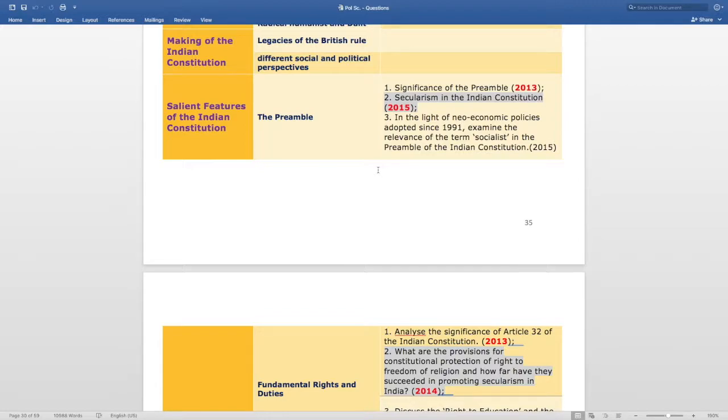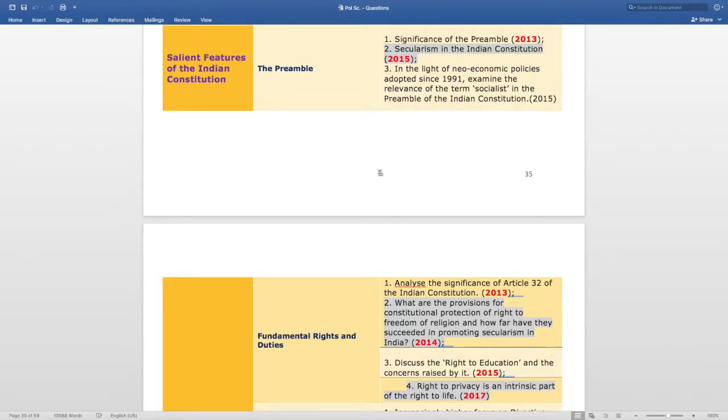The question asked from the preamble is: significance of the preamble. It is asked in 2013. In 2015, again a question is asked from the preamble, that is: secularism in the Indian Constitution. In 2015, another question asked from this topic is: in the light of new economic policies adopted since 1991, examine the relevance of the term socialist in the preamble of the Indian Constitution.